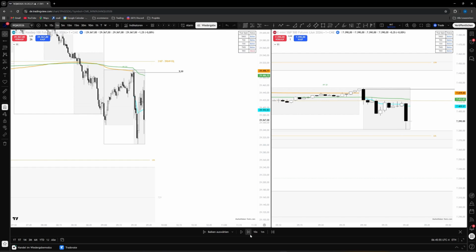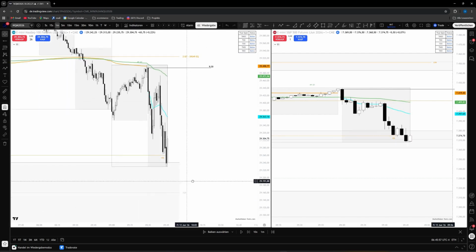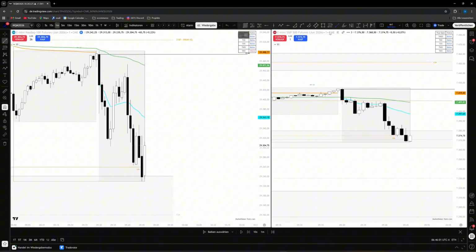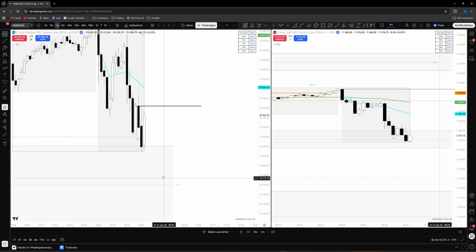That's what we got here. We still haven't had the test of the zone, but now we've gotten it. And here we're simply waiting for the CST. If we close above here, we go long. If we continue to go down, we'll see what happens at the midline, so to speak.